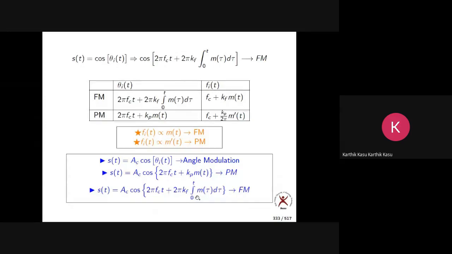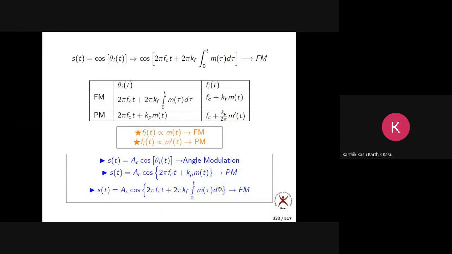Okay, so what will happen? You already know they are opposites of each other. Obviously they will cancel out each other. So what do you get? Finally, S of t equals AC cos 2 pi f ct plus 2 pi kp m of t dt. Okay, now that is not FM. That is similar to what equation? PM. I hope you can do this on your own.